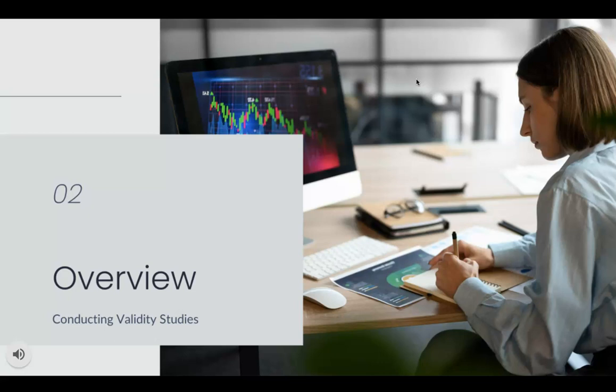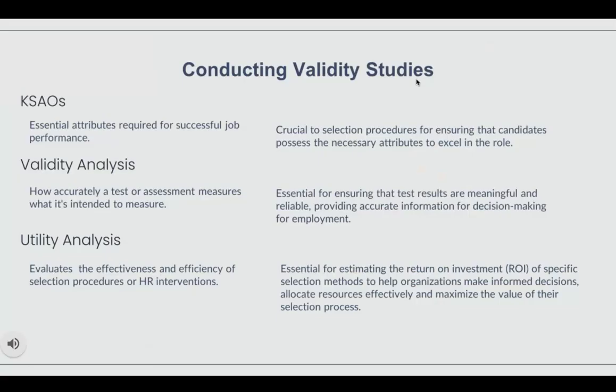Our study looked at aspects of your hiring process through 3 lenses: knowledge, skills, abilities, and other characteristics, validity, and utility. These will be covered in depth individually in the following sections. But first, let's get a basic understanding of each.